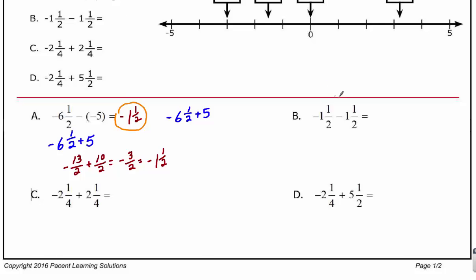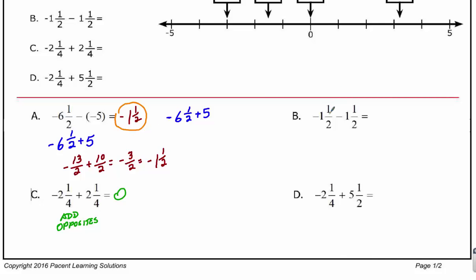Letter B. The most common wrong answer on letter B was 0. But you're not taking away the same thing. The only way to get 0 is to take the same thing away. In fact, let's jump down to C. C is actually 0. We have negative 2 1/4. We add its opposite. Anytime you add opposites, they equal 0. So there's your 0 answer, C.